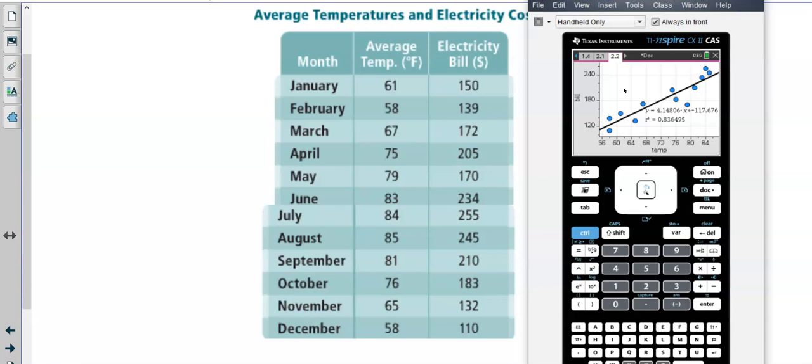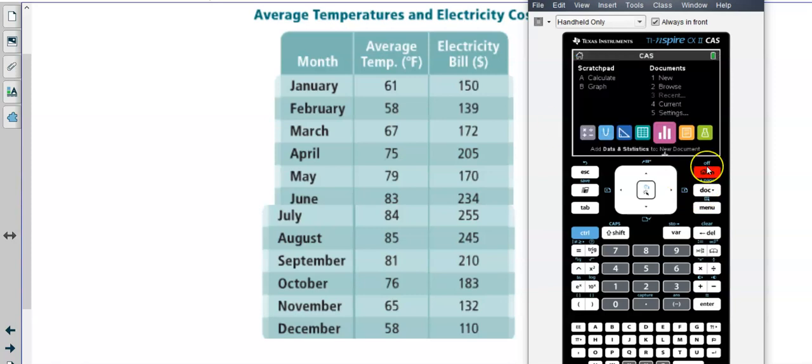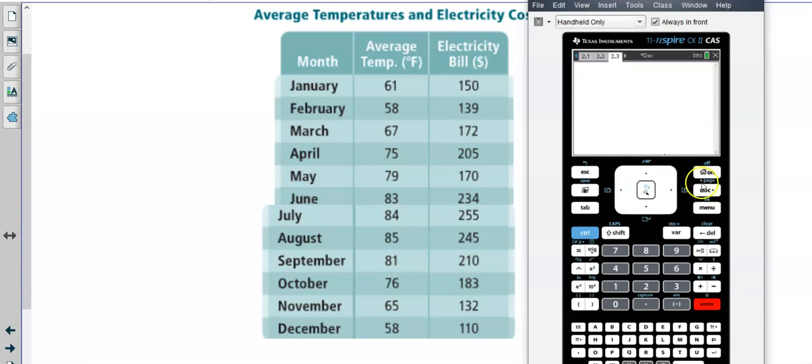So we could make a prediction even the other way, right? So we could plug in. If I add a home key, home, and add a calculator page, again, you go to variable, stat regression equation. If I asked like 40 degrees, we could predict that the bill would only be $48. It's pretty cheap.